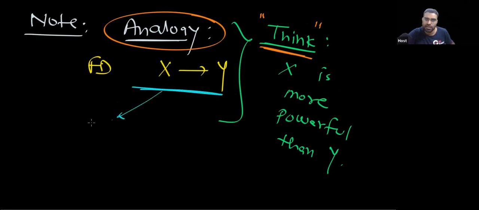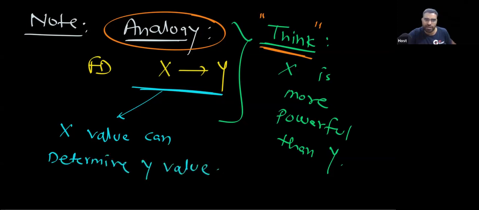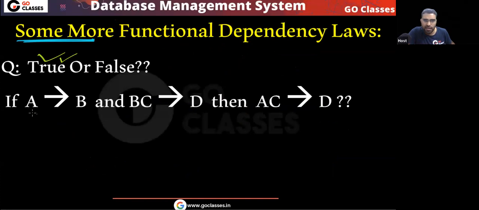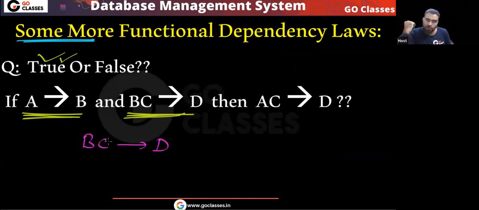Here you can see that X value can determine Y value, but Y value cannot determine X value. So you can think like this. Now you can easily see it: A is more powerful than B. BC is more powerful than D, but A is more powerful than B.